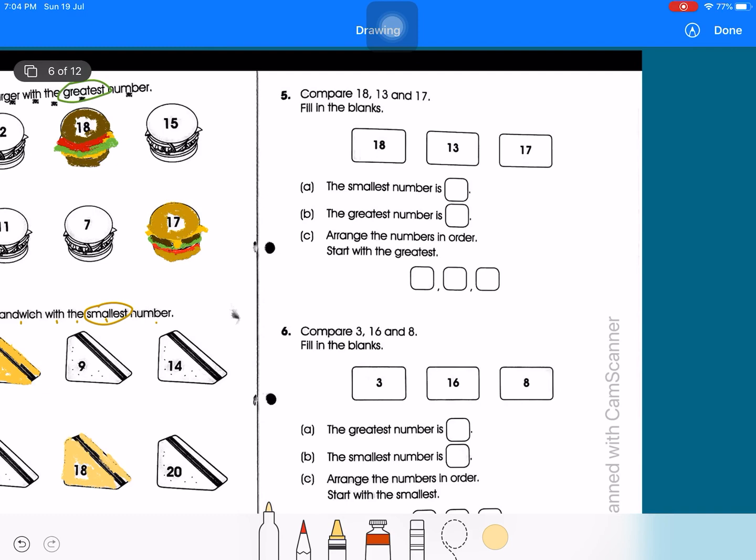Exercise number 5, we are doing comparing. Compare 18, 13, and 17. Fill in the blanks. Okay, now we got 3 numbers here, 18, 13, and 17. The smallest number is 13. The greatest number is, greatest means big, the greatest number is 18. Arrange the numbers in order. Start with the greatest, start with greatest means the big one. So 18 is the biggest. Then go backward will be 17 and then 13. Follow big to small. Okay, so number 6 now.